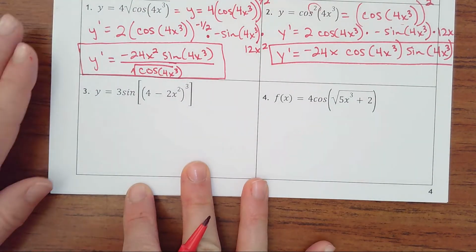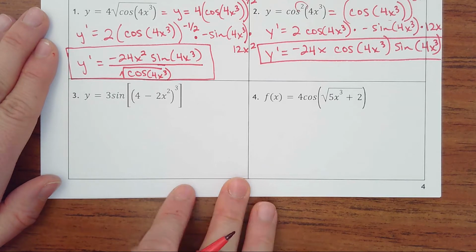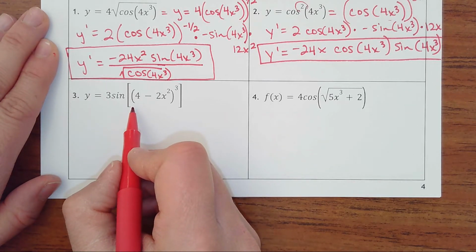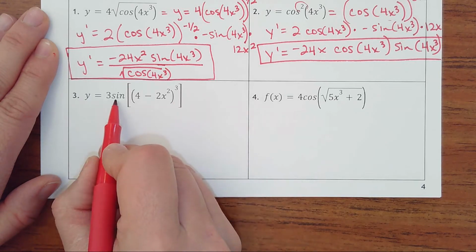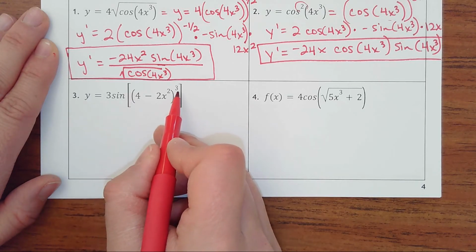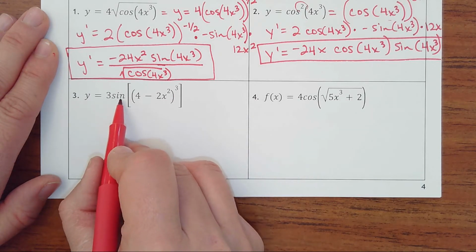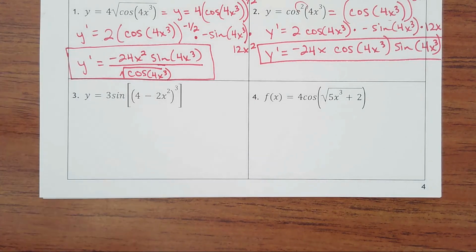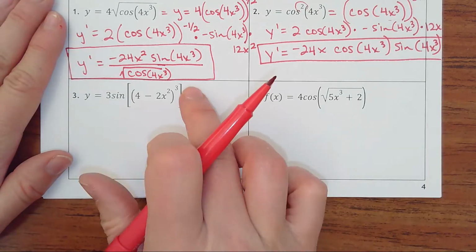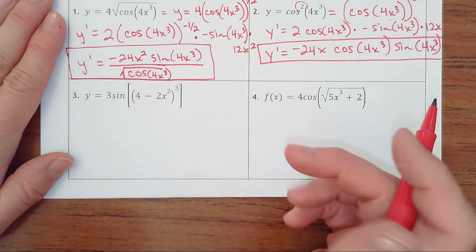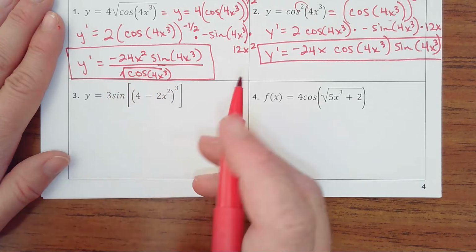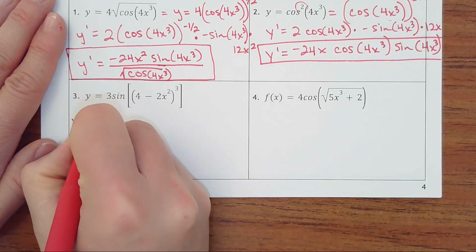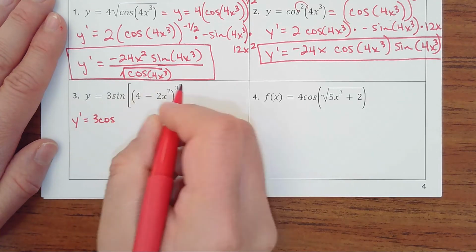Okay, number 3. We've got 3 times sine times this function cubed. So again, this is not a power on the outside. We need to take times 3. We just need to think of this as 3 sine of x. And so the derivative of sine would be cosine. So we'll have 3 cosine. Keep all of this the same.